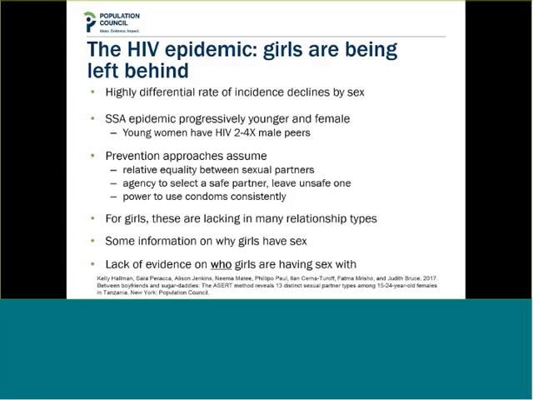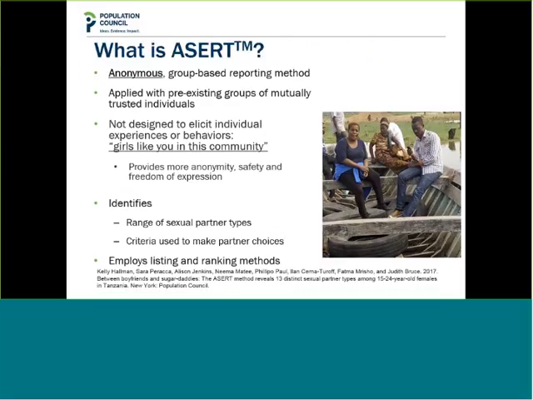Prevention approaches assume that young women have relative equality, agency, and power in sexual relationships. They often do not. And for girls, we have evidence in the literature about why girls are having different types of sexual relationships. There have been some recent review studies that describe some of those motivations and how they're characterized. However, there's still a vast lack of evidence on who girls are actually having sex with. The conventional wisdom is that this is a boyfriend or a sugar daddy, but we really thought that there was something in addition to these 2 conventional types of partners that are normally described.